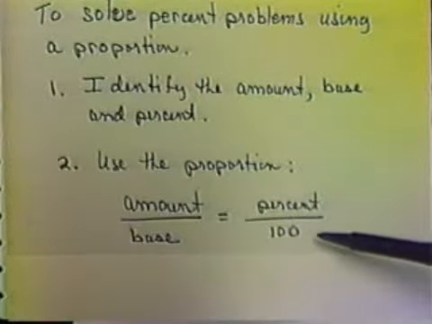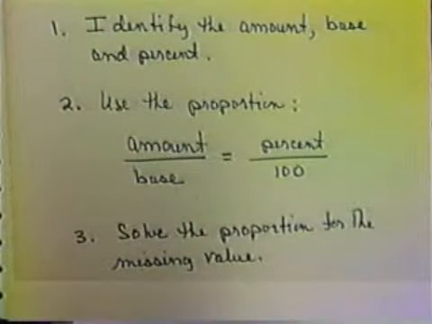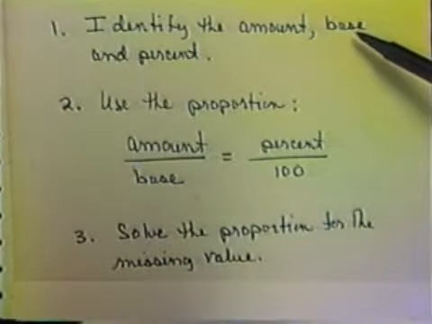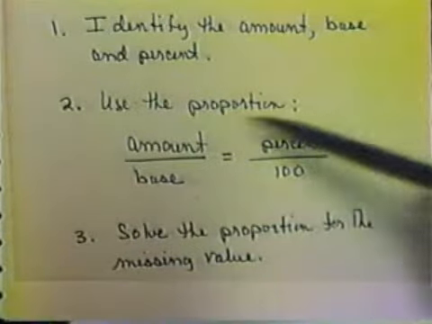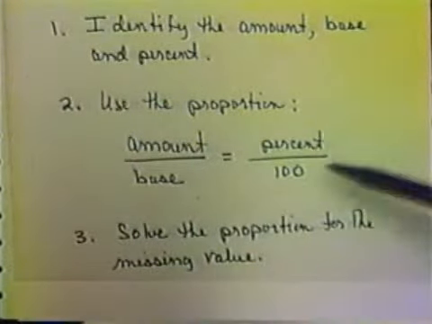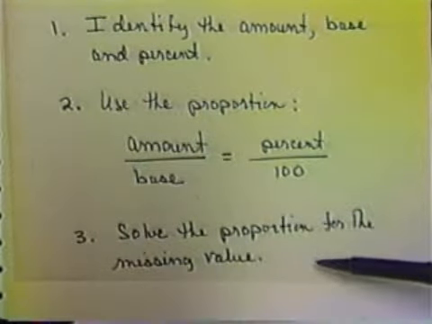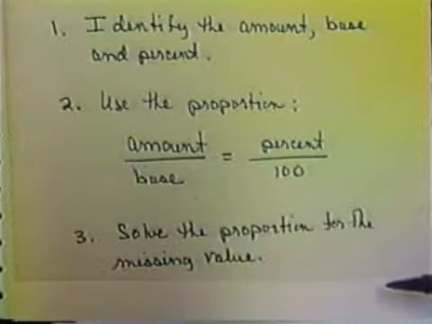So once we have this proportion set up, then we can solve the proportion for the missing value. So we're going to identify the amount, the base, and the percent, and then we're going to use this proportion, fill in the unknowns, and then solve the proportion for the missing value. That's how we're going to solve percent number problems.